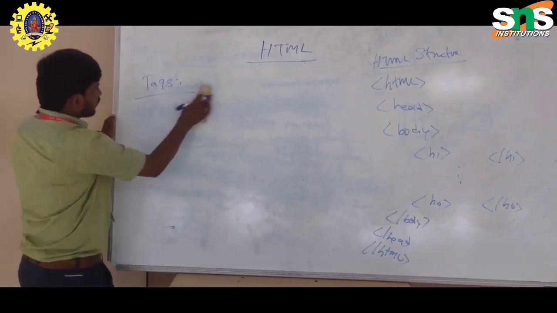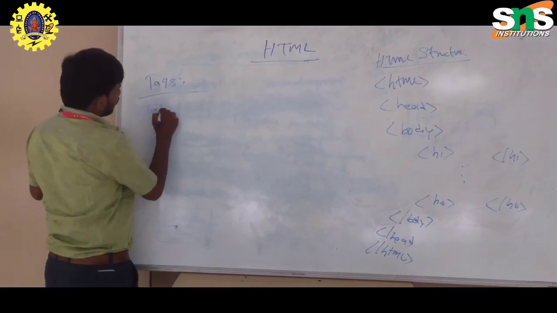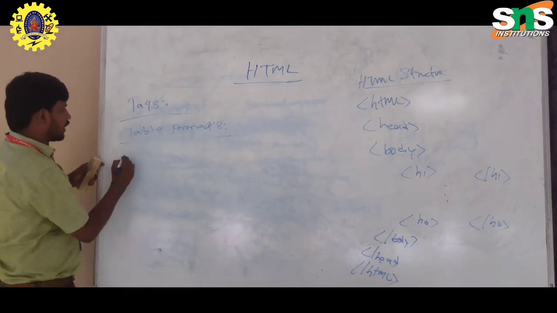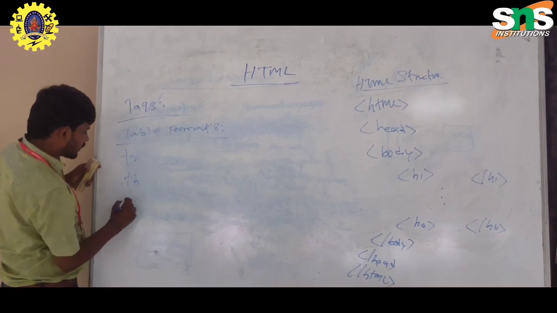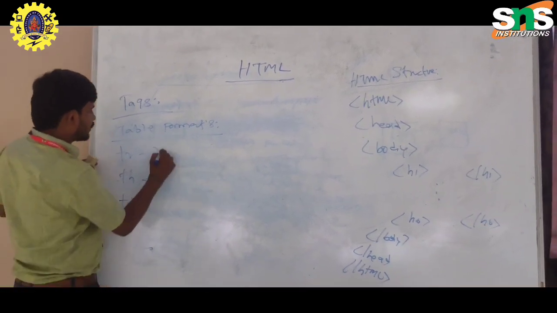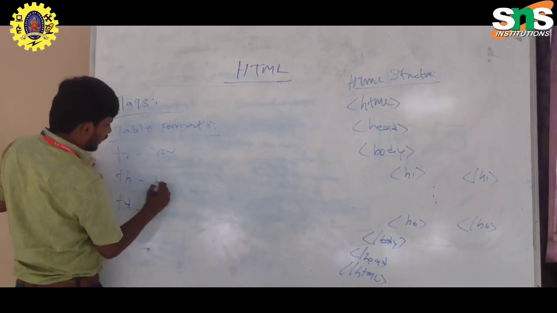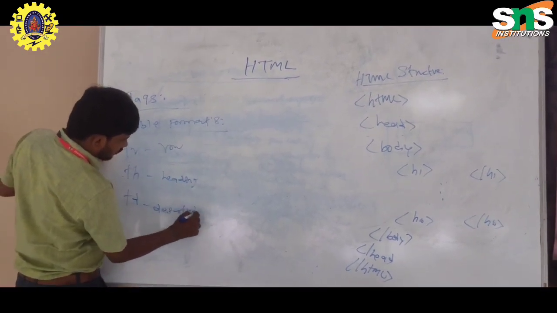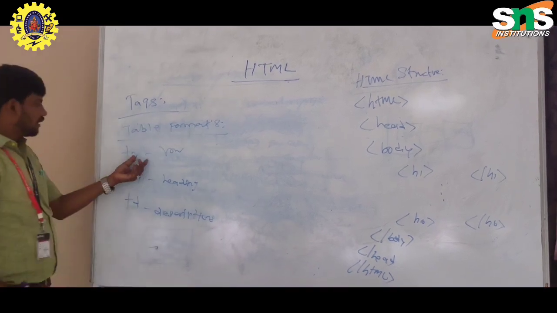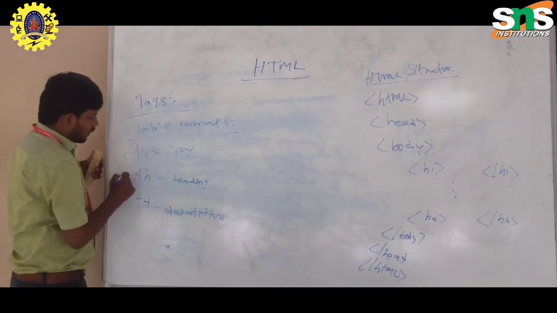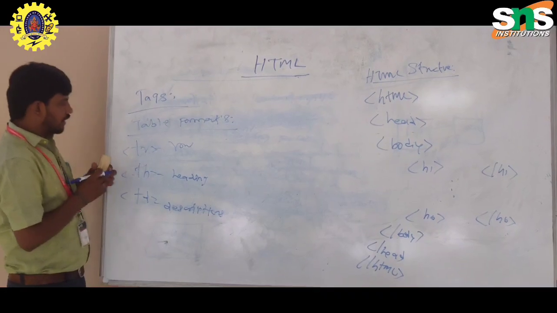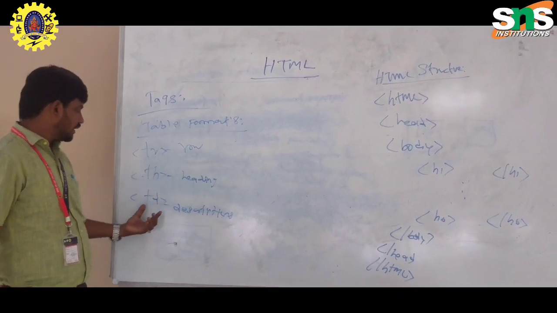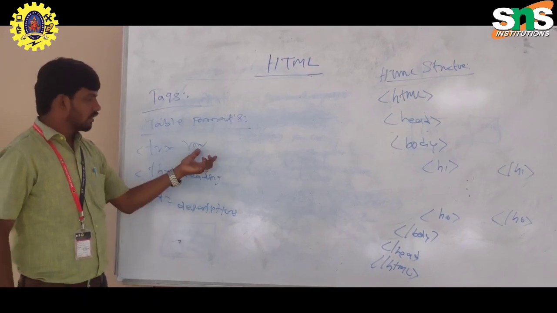For table formats we have three different tags: TR, TH, and TD. TR means rows, TH means heading, and TD means description. The TR tag creates the rows in a table, TH creates the headings in a row, and TD gives the description of the headings.